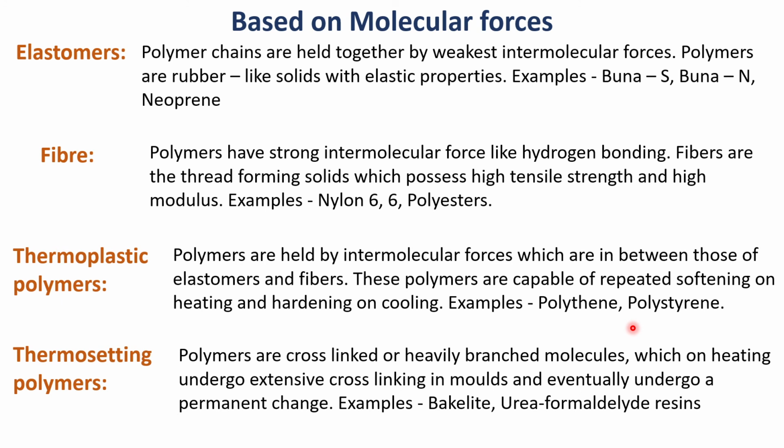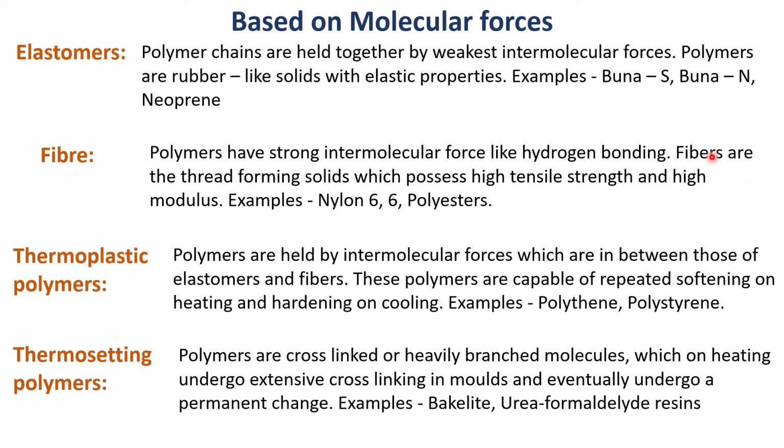The fourth category is thermosetting polymers. These are polymers having cross-linked or heavily branched molecules, which on heating undergo extensive cross-linking and eventually undergo a permanent change. For example, bakelite. So what do you understand from here?